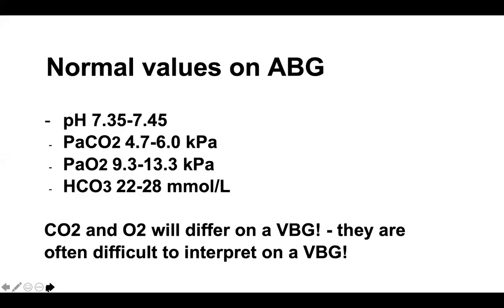This is for an ABG. If you're taking a venous blood gas, so you don't need to go into an artery, there typically is a lower level of PaO2 and a higher level of PaCO2. It's quite difficult to interpret true oxygenation, true hypercarbia or carbon dioxide levels in a VBG. So if you want to know the oxygen levels, the carbon dioxide levels, stick with an ABG.